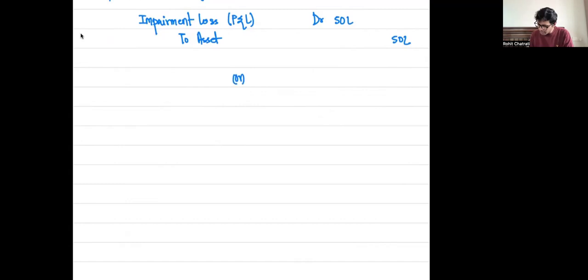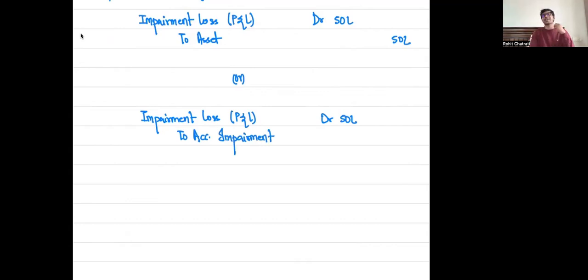Alternatively, you can also have another entry, which would be impairment loss debit, which will be a P&L item, and you can credit accumulated impairment. Instead of crediting the asset, we can credit accumulated impairment. Just like how we credit accumulated depreciation, over here also we can credit accumulated impairment. And just like how accumulated depreciation is shown as a reduction on the asset side to reflect the net book value of the asset, the same way, accumulated impairment will also be reflected as a reduction on the asset side.